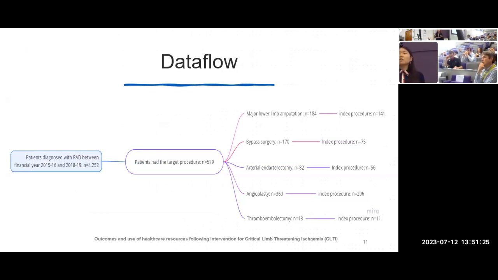Here is the flow of the data extraction. We can see that within the three-year time, we had over 4,000 patients who had been diagnosed with PAD. But after we look at the patients who had a target procedure within 1 year after the index diagnosis, we got in total 579 patients. And for each target procedure type, we found how many patients had it, and also we look at the very first procedure date to find out the distribution of patients having the index procedure within these five types of procedures. And we can see that angioplasty has the most patients who had it as the index procedure.